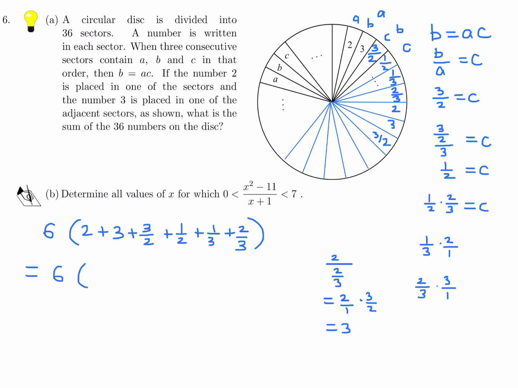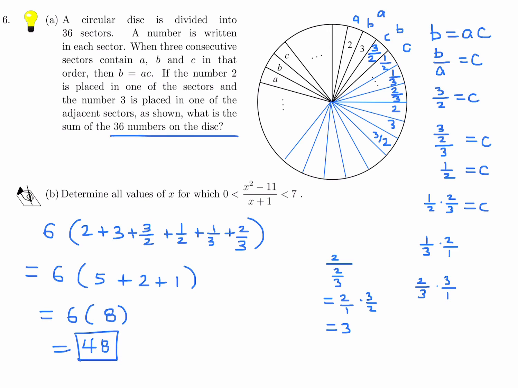So 6 times this whole thing repeats. So all we really have to do is just multiply this by 6. So let's see what I get here. 5 plus 4 over 2, which is 2, and 1. All right. So 6 times 8, and that's 48. And that is the answer. 48 is the sum of those 36 numbers.